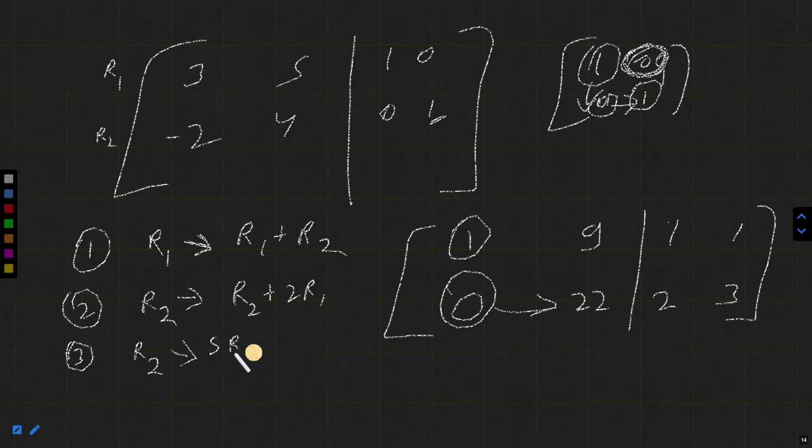We can do another thing also. Just as we want just 1 here, what you can do is quite simple: R2 divided by 22. So 0 divided by 22 still gets 0, 22 divided by this, you will get 1. This will be 1 by 11. This will be 3 by 22.